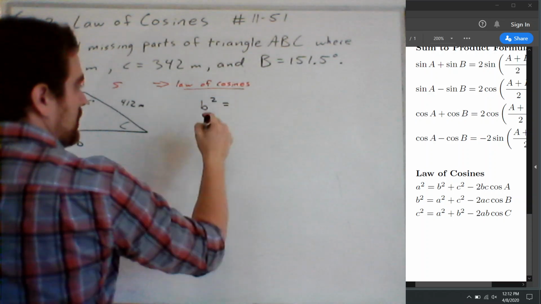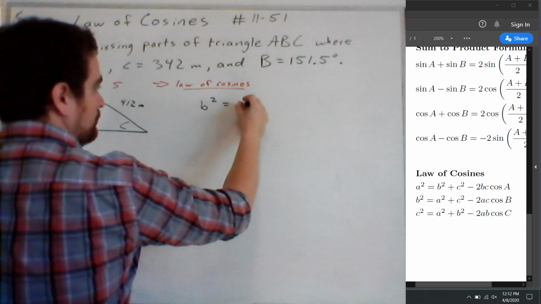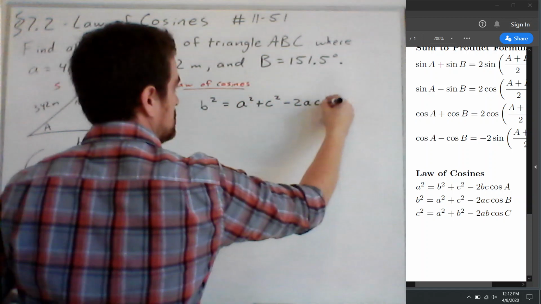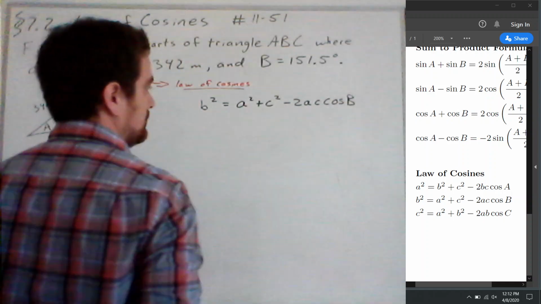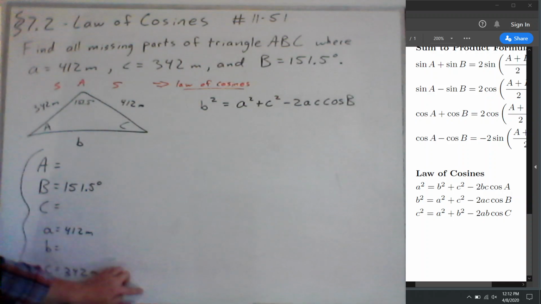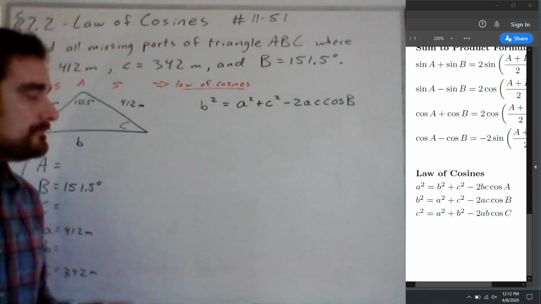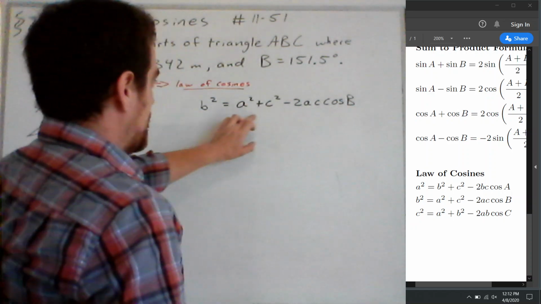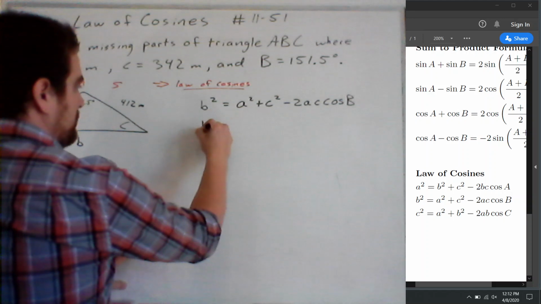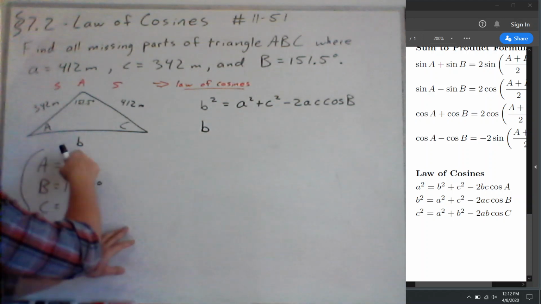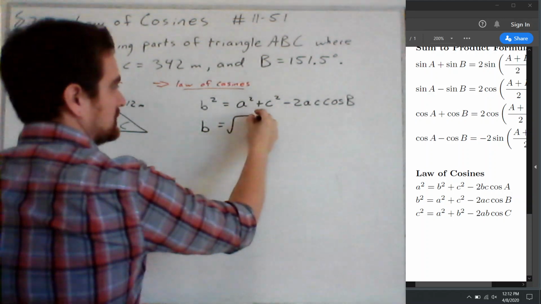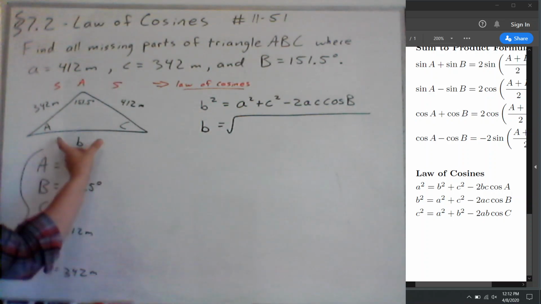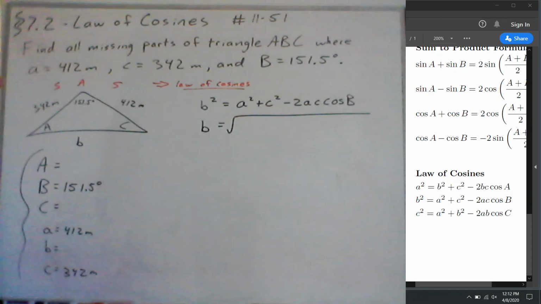Now, the one for law of cosines is going to be b squared equals a squared plus c squared minus 2ac cosine B. Again, if you know the pattern, you don't need to know all three. Once you have that pattern down, you just fill in the blanks. And since I want b and not b squared, I'm going to take the positive square root. It's always going to be a positive square root because it's the length of a side. Length's not going to be negative.